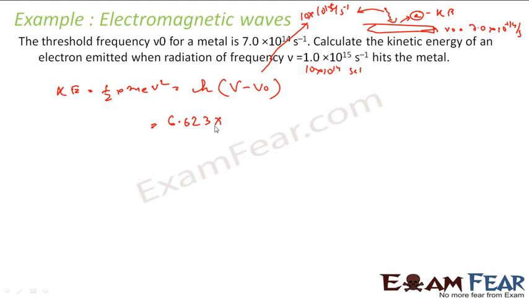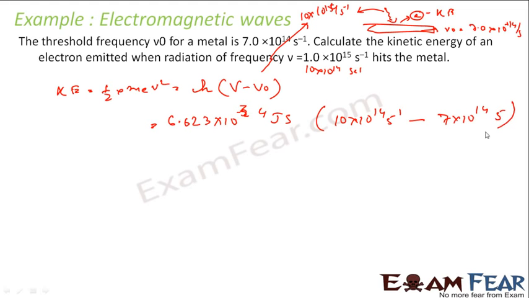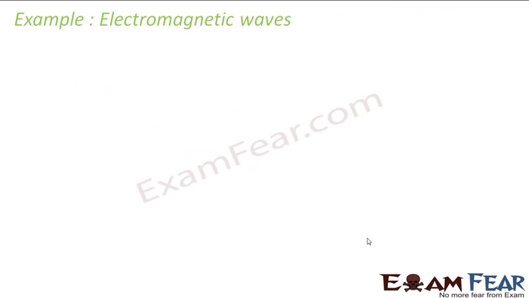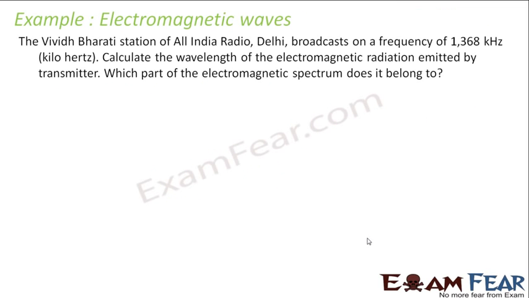Let's put the value. h is 6.623 into 10 to the power minus 34 joule second. What is the value of ν? ν is 10 into 10 to the power 14 per second, and ν₀ is 7 into 10 to the power 14 per second. So to solve this, you get something like 1.988 into 10 to the power minus 19 joule. This is the kinetic energy of the electron. Easy question. Let's take one more question.